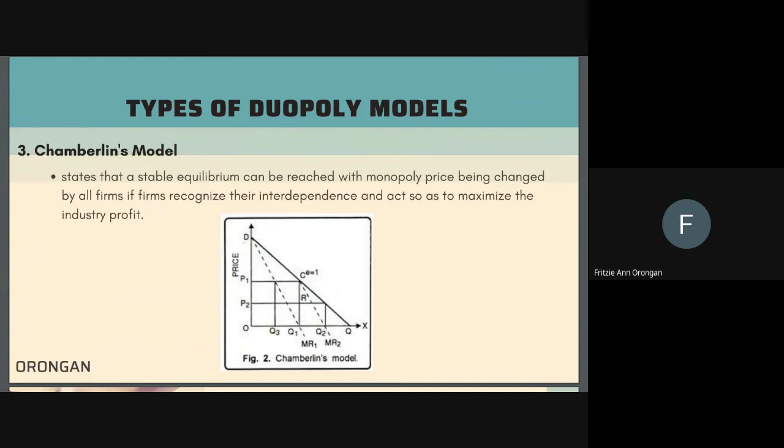So the diagram below is the Chamberlain model. In this figure, DQ is the market demand curve. If firm A is first to enter the market, it will produce output OQ1, because at this level of output its marginal revenue is equal to the marginal cost. So the firm can charge price OP1, which is the monopoly price. This will maximize its profits.